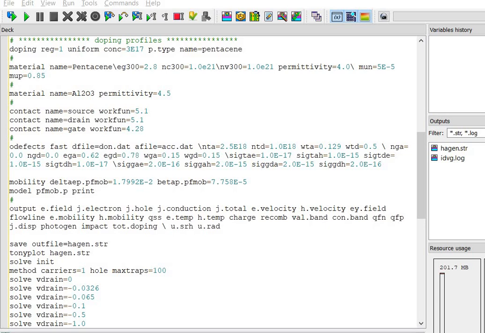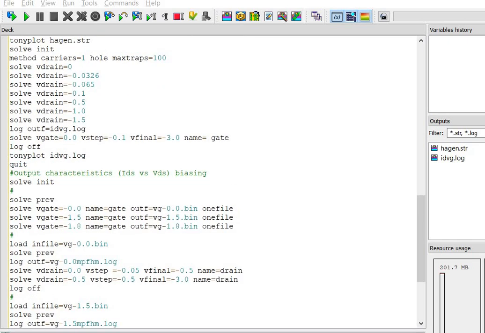However, the energy band gap and the hole affinity are 2.2 electron volt and 2.8 electron volt respectively. Effective density of states in both the conduction band and the valence band is considered as 10^21 per centimeter cube, whereas the relative permittivity of the pentacene is 4. Next, the Atlas code determines the operational biasing condition for the simulation, such as VGS and VDS, to obtain the electrical characteristics of the device under analysis.